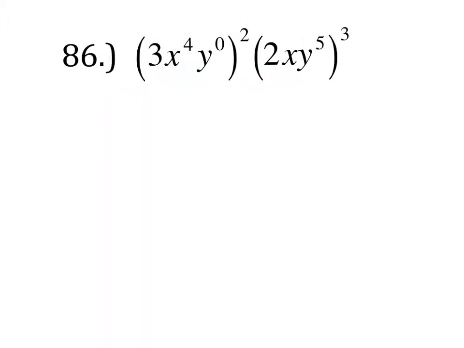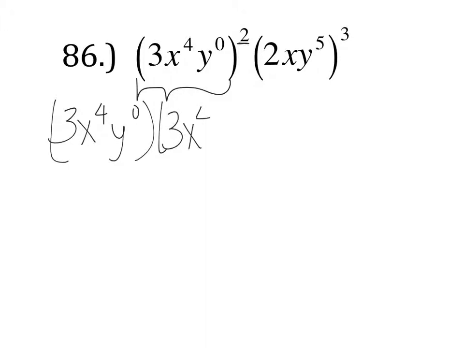Let's take a look at 86. So we have a power to a power property that we have to take care of first. So everything in this parentheses is going to get raised to the 2nd power. So it's kind of like we have this parenthesis 2 times. So we wrote these out in the beginning of the unit. So you could look at it that way, or you could use the power to a power property.